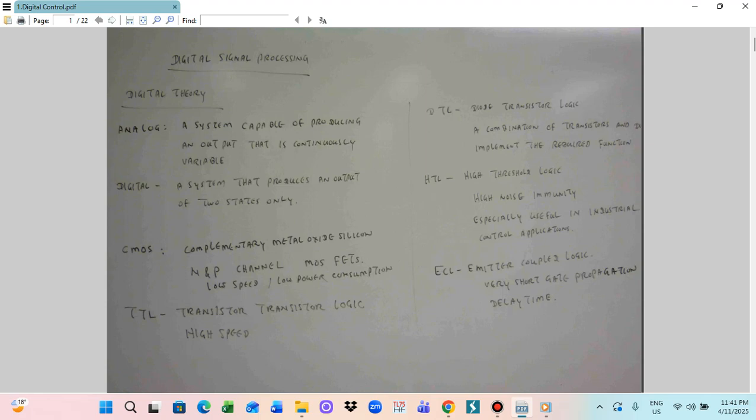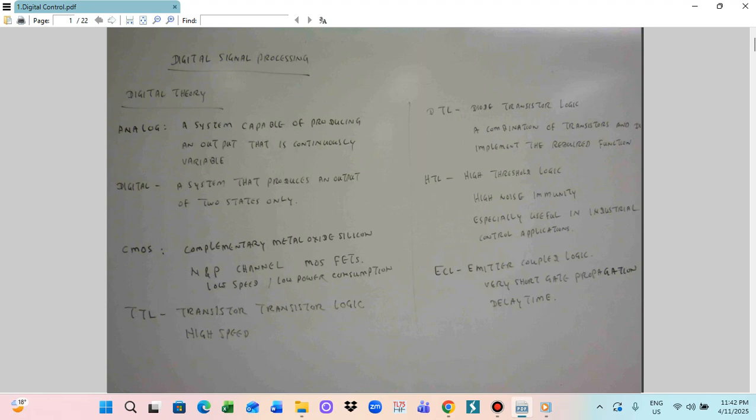Digital has only two states, only the one or the zero state. There we utilize digital ICs: CMOS, TTL, DTL, HTL, and ECL ICs. Those ICs are utilized as digital gates. The digital gates can be the AND gate, NAND gate, NOR gate, and exclusive OR gate. I give you the list of the ICs utilized as digital gates.